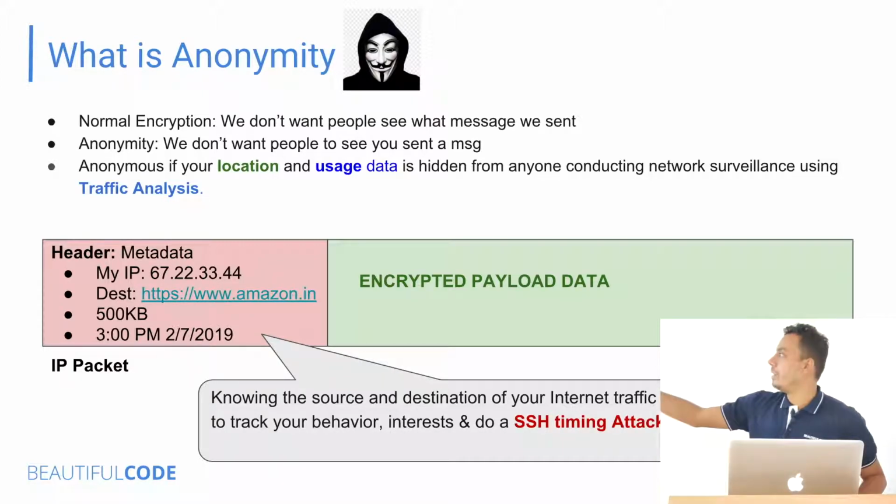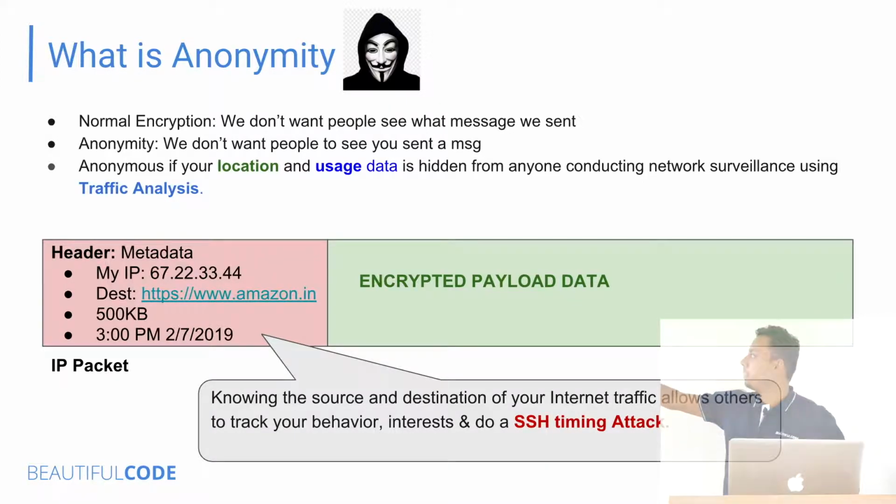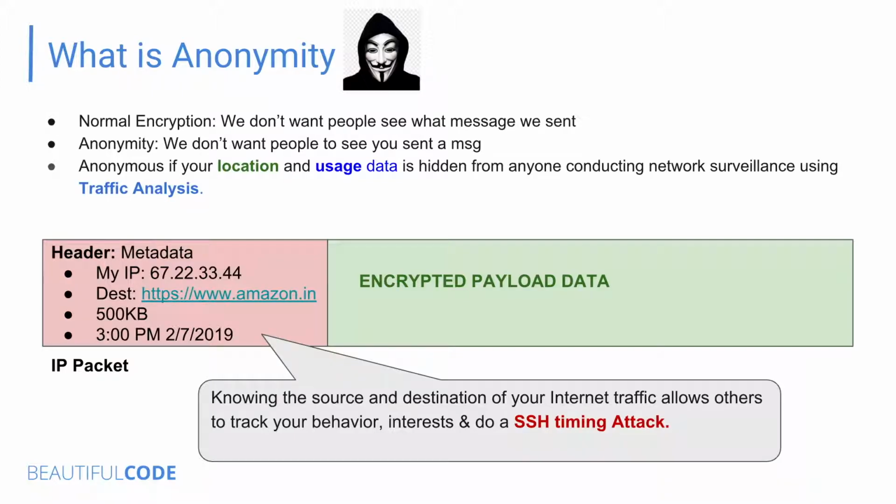So this is an IP packet which you send over a network. This green part is the encrypted data payload, but there is this metadata which is visible to everyone. This metadata contains your IP address, the destination IP address, the size of the packet, and the time at which you are sending this IP packet. Based on this information, somebody can do a timing attack on you.